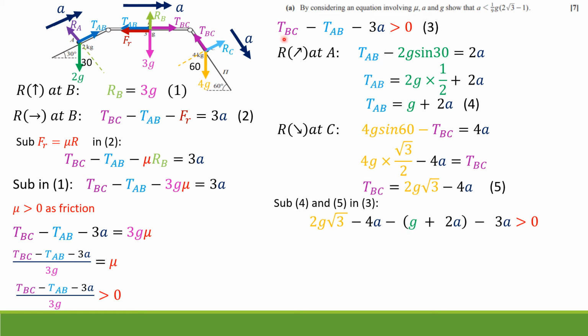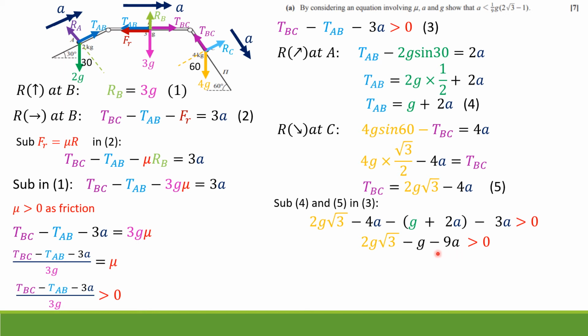So I could substitute equation 5, which I've just worked out, and equation 4 into equation 3. So instead of writing TBC, I'm going to write 2g root 3 minus 4a, which is what I got in equation 5. And instead of writing TAB, I'm going to write g plus 2a. Then I'm going to take away 3a, that has got to be bigger than 0. Expanding the brackets and putting the g terms together and the a terms together, I have got 2g root 3. My g term here is minus g. Then I've got minus 4a. Minus times 2a is minus 2a. Minus 3a, which will give me the minus 9a.